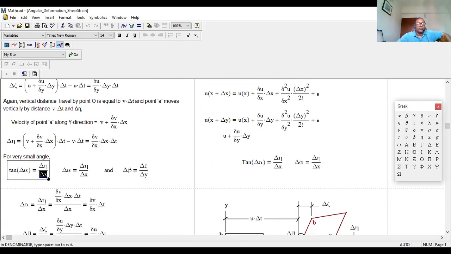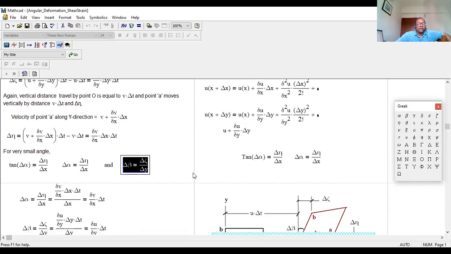So we get this one. Now tan alpha equals del eta by del x. If this angle is very small, then we can say tan alpha equals only alpha. For a very small angle, you put in the calculator 0.005 degree, you see the value it gives you is the same as the magnitude of the angle. You make sure you take it in radians. Okay. So we are getting del alpha equal to this, and del beta equal to this. This is the angular deformation.